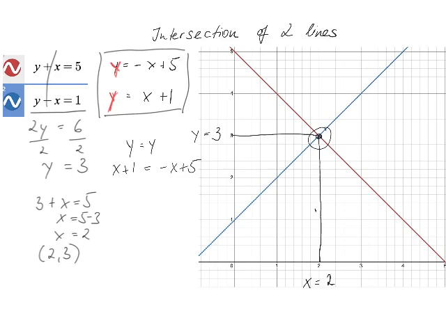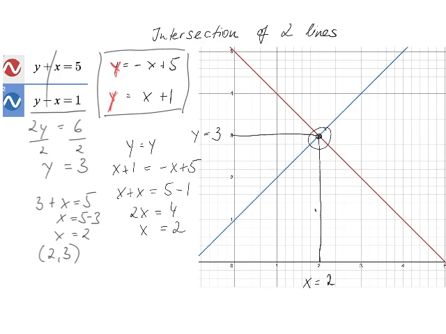Then we just calculate that like normal algebra. I bring the x over: x plus x equals, and then I bring the 1 over, 5 minus 1. So that equals 4, 2x equals 4, and then x equals 2. Just the same as we calculated the other way and as we've seen on the graph.